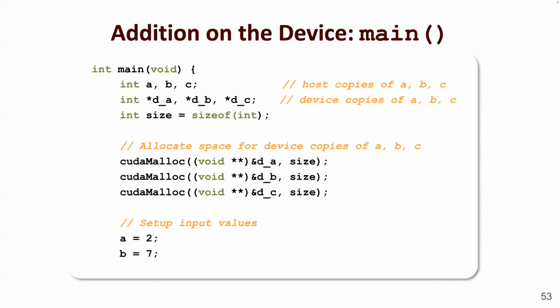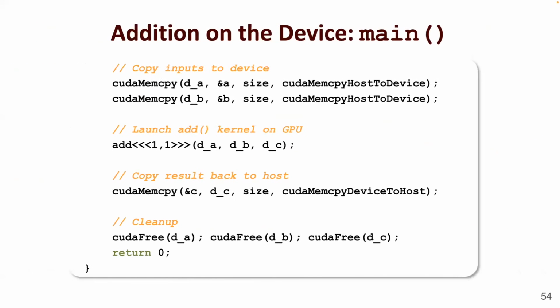So we set up the input values for the host. Next, we copy our data from the host to the device. CUDA memcpy host to device is like a flag. You tell the CUDA runtime that you want to copy your data from host to device. When you get the result back, you need to copy device to host. So you can see that there's a difference here: device to host, host to device. This is like a flag to show the direction.